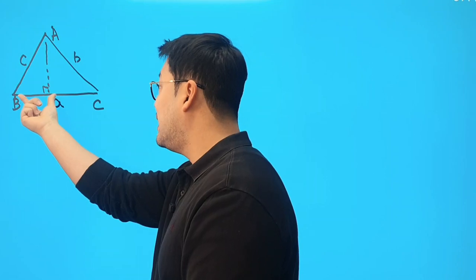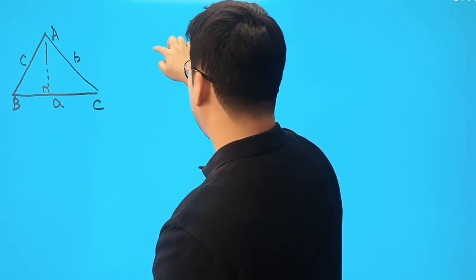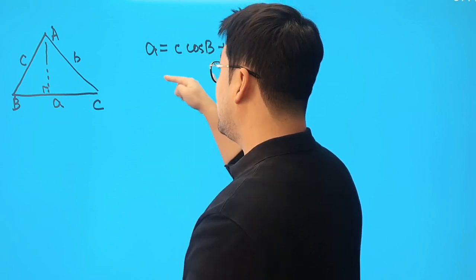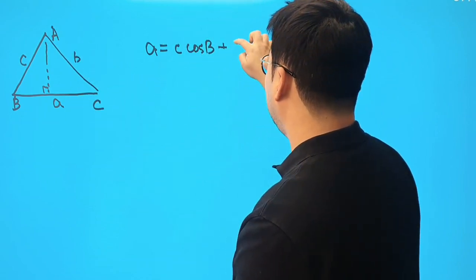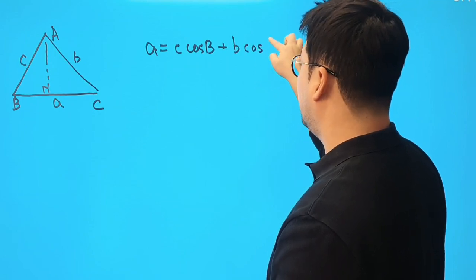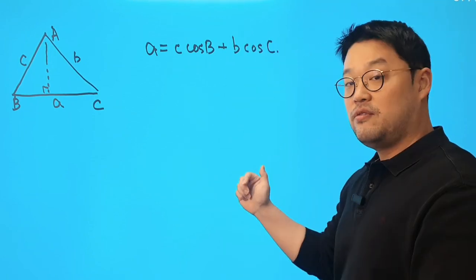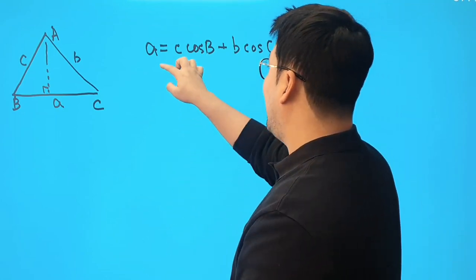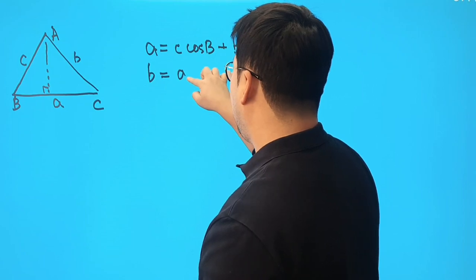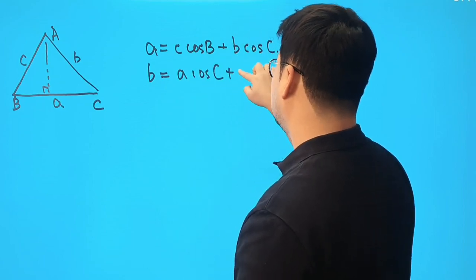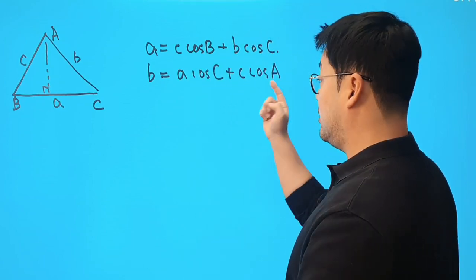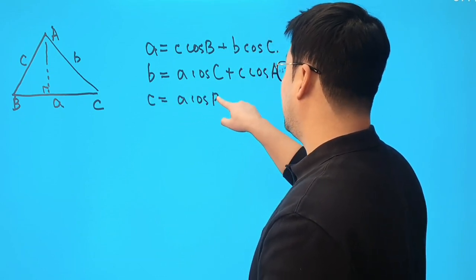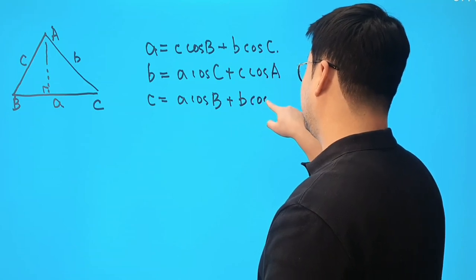and I would like to call this C times cosine B. So we get a equals c times cosine B plus b times cosine C. You're currently looking at the first law of cosine. And because that was true without loss of generality, I would like to say b equals a times cosine C plus c times cosine A. And you can also check that c equals a times cosine B plus b times cosine A.